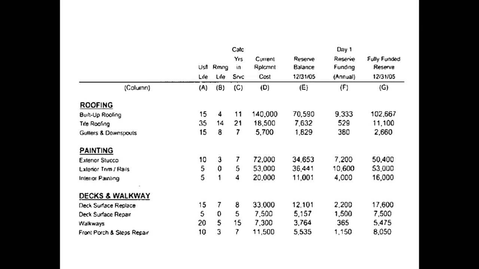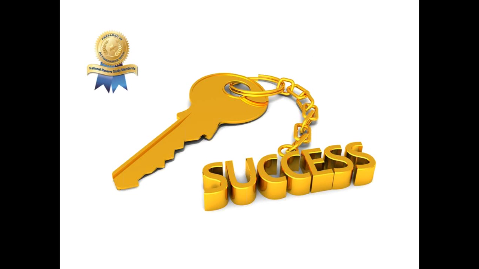Another format yet again, illustrative of how many different reserve studies may be out there showing you similar information. Here's another component list, roofing, painting, decks, and walkways. There again, I see that the percent funded is not listed here, nor is a funding plan. So there's another component list example. This is a good test.